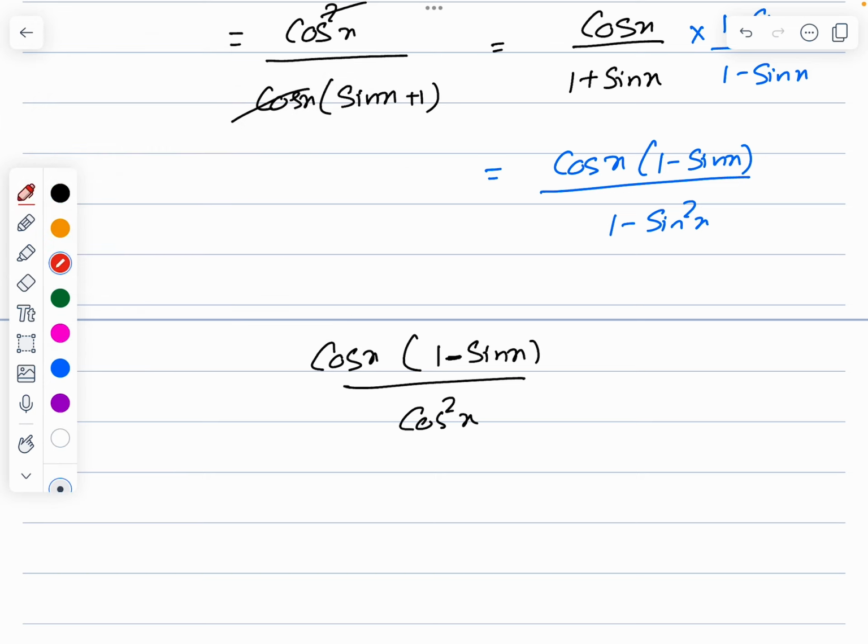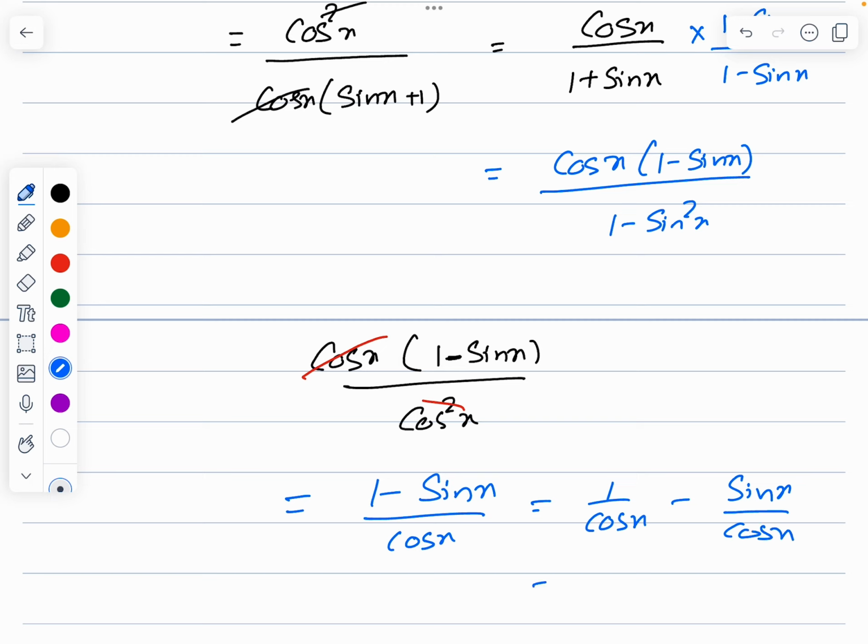Then one cos x cancels. So what am I left over with? 1 minus sin x upon cos x. So which is 1 upon cos x minus sin x upon cos x, which is secant x minus tan x. That's going to be the answer.